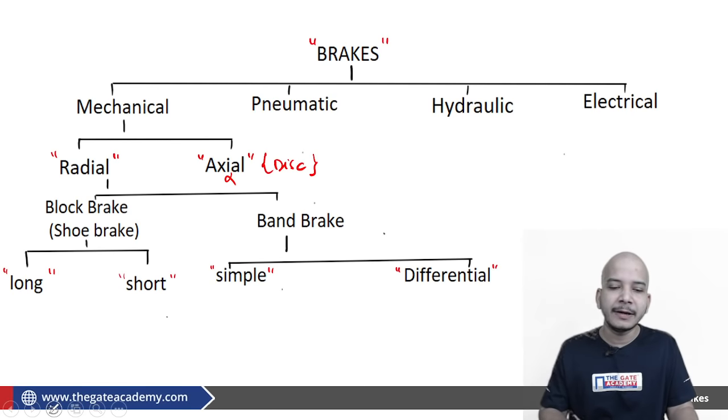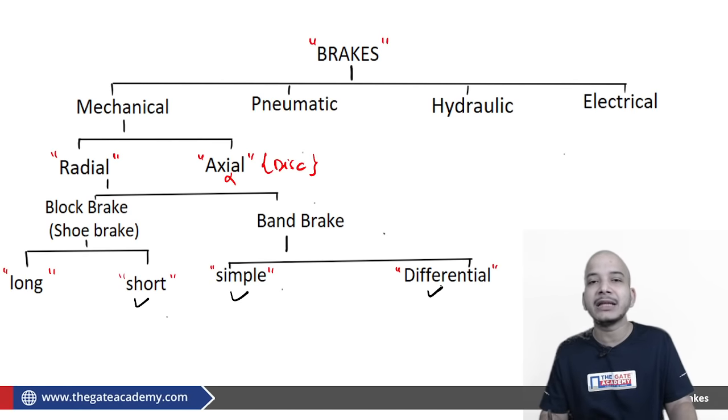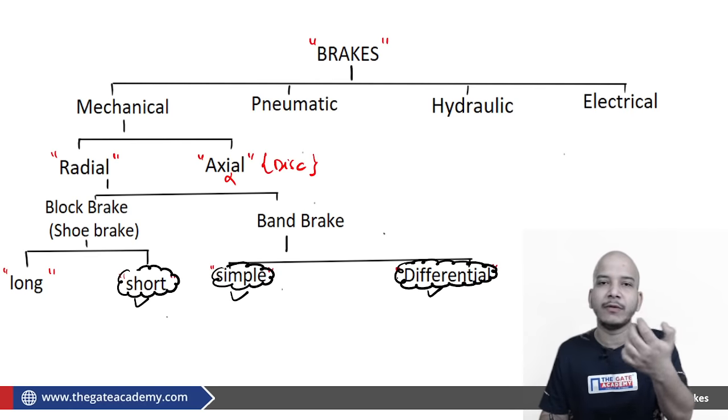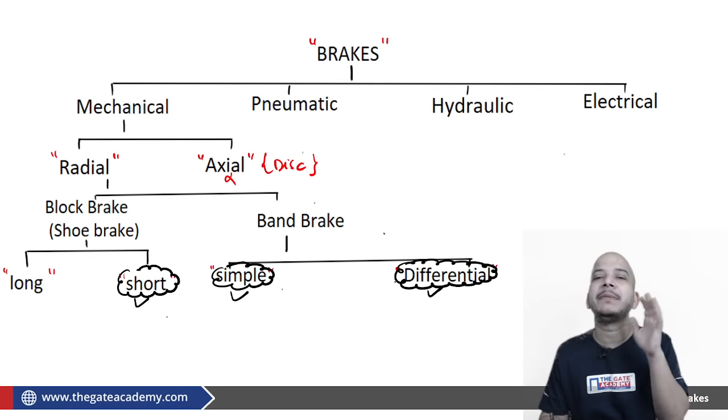The point is here that we are only concerned about the short shoe brake, simple band brake and the differential band brake as far as our GATE exam is concerned. Clear? So all what we have to understand is this short shoe brake, simple band brake and differential band brake. Of course, once we move further, you will be able to understand what is short shoe, what is long shoe, what is simple, what is differential.